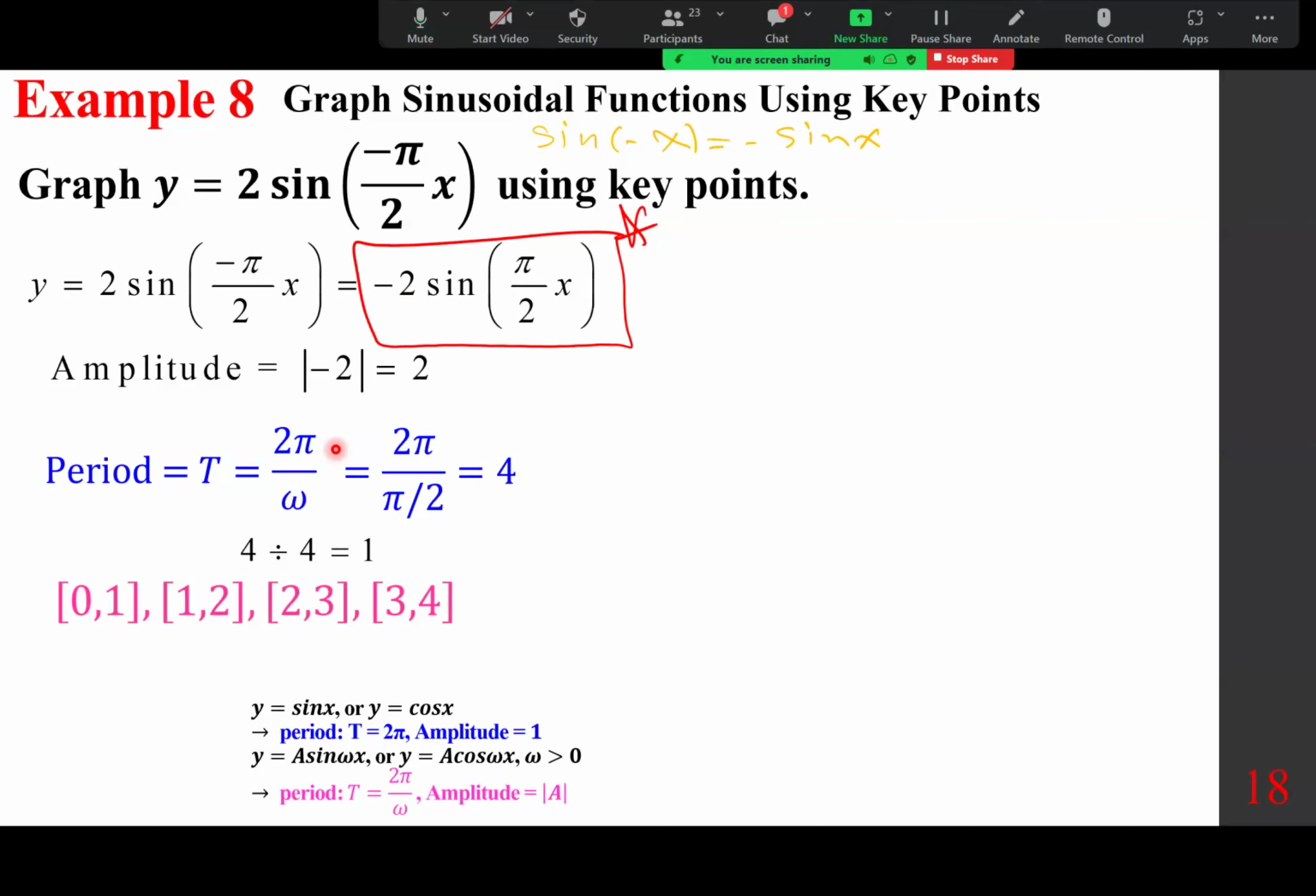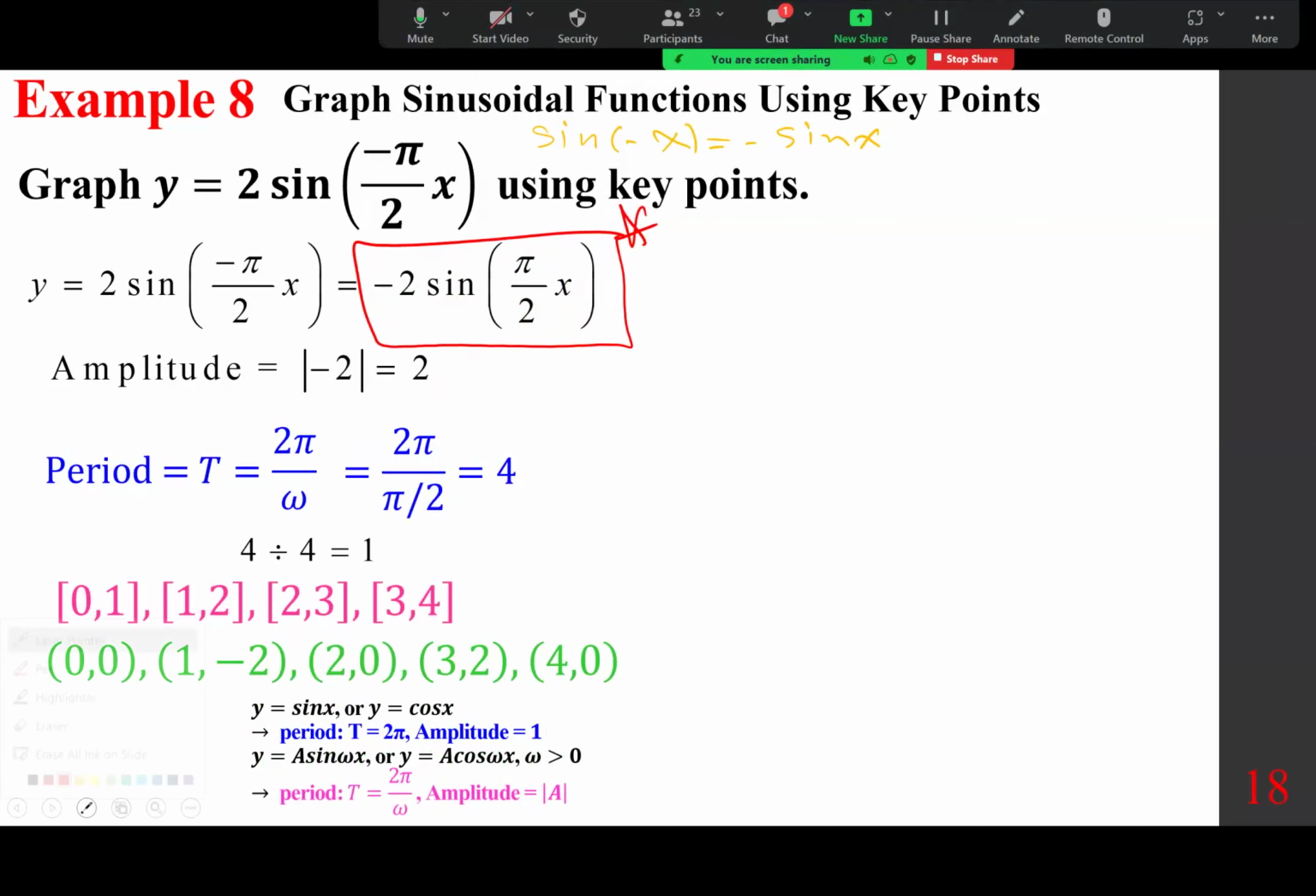I plug in 2. 2 gives me pi, sine of pi is 0. It doesn't matter what happens. Okay. Plug in number 3. 3 pi over 2, sine is -1. Times -2 is +2. And if I plug in 4, I get 2 pi, sine is 0. So I hope you see what happened. Again, I discussed that. I pick one of them and I do it for you.